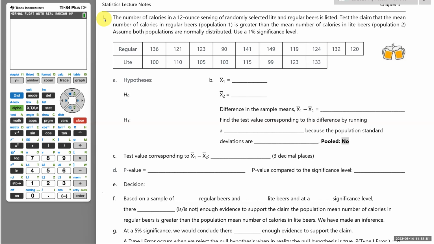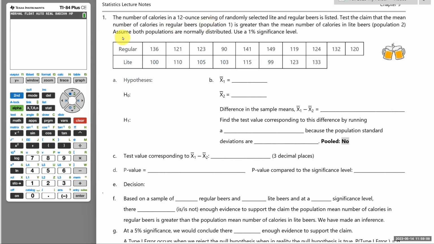The number of calories in a 12-ounce serving of randomly selected light and regular beers is listed. Test the claim that the mean number of calories in regular beers, this will be our population 1, is greater than the mean number of calories in light beers, that will be our population 2.